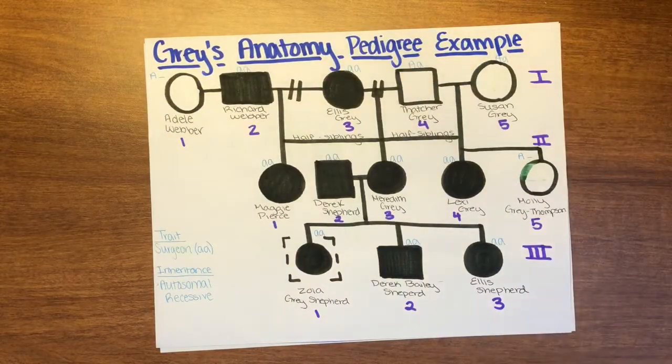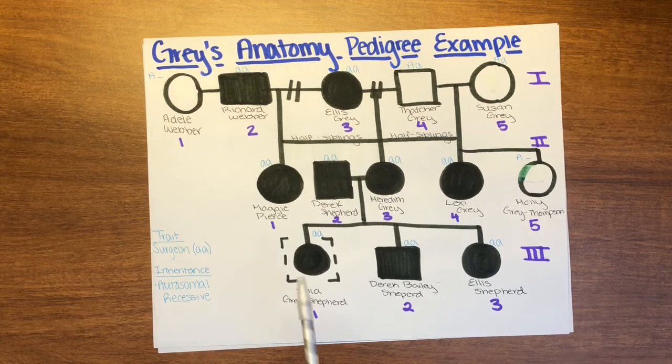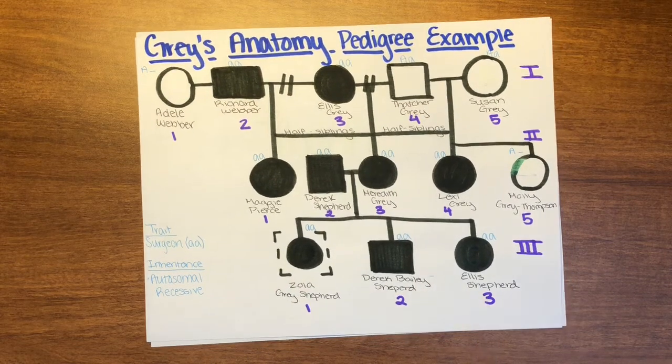Here's an example pedigree related to the TV show Grey's Anatomy. The trait being shown with this pedigree is being a surgeon, and we are assuming that Zola, Bailey, and Ellis are surgeons as well because of their parents. Starting from generation 1, Richard Weber and Ellis Gray are the only 2 affected.